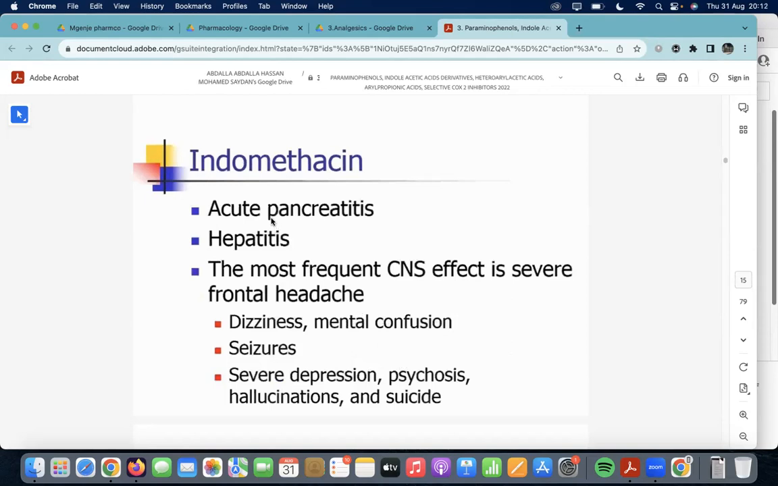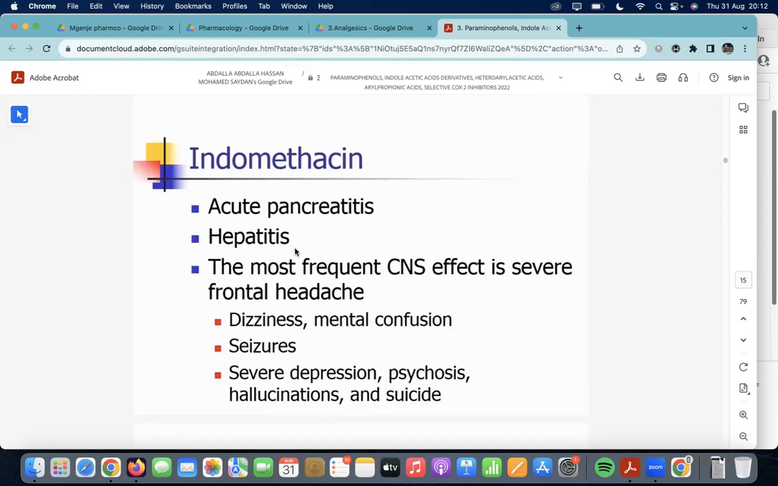There's acute pancreatitis, hepatitis again. In addition to paracetamol, we've also noticed that indomethacin has adverse effects related to the liver, hepatitis. The most frequent CNS effect is severe frontal headache. This is the most common one. It's ironic that an analgesic will cause a headache. I guess that's something special about indomethacin. It causes severe frontal headache, which is kind of ironic.